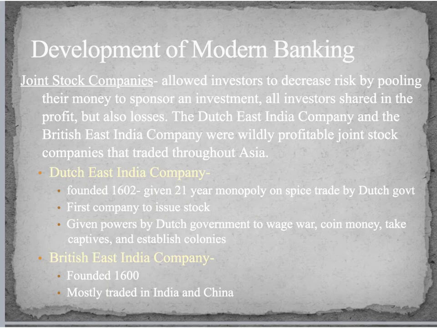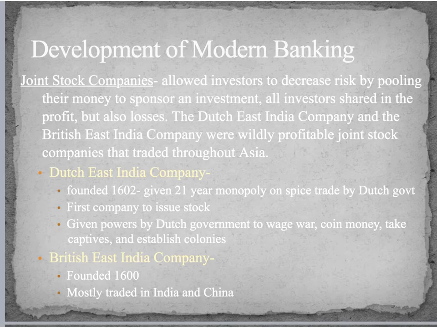Something that was new that you might already be familiar with were joint stock companies. This is when investors who wanted to sponsor overseas voyages or overseas trade would pool their money together and invest in a journey or a project. The advantage of this is all investors would share in the profit, but also the loss. So if, say, you sponsored a voyage somewhere and then the ship sank, you would, yes, lose money, but it would definitely be less than if you had sponsored the whole thing by yourself.